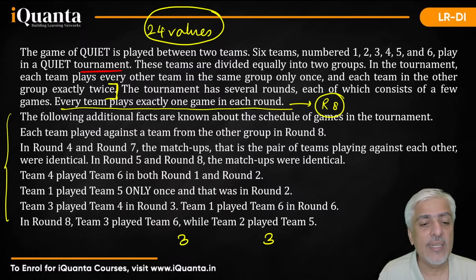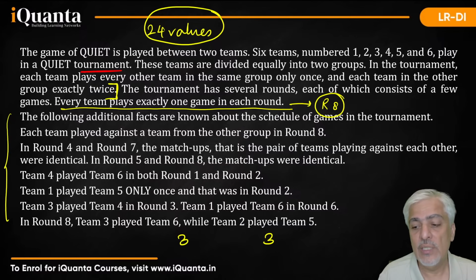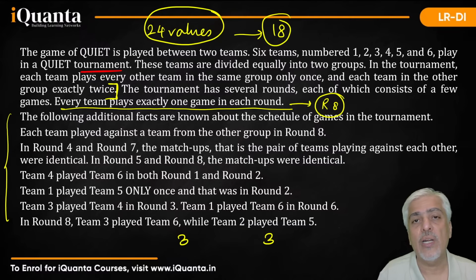In round 4 and round 7, the matchup, that is the pairs of teams playing against each other, were identical, and so is round 5 and 8. Suddenly my 24 has come down to 18. Why? Because if I get round 4, I have to blindly copy it in round 7. And whatever I get for round 5, I have to blindly copy in round 8. So from 24 values, I've come down to 18 values. Suddenly, only one statement read.